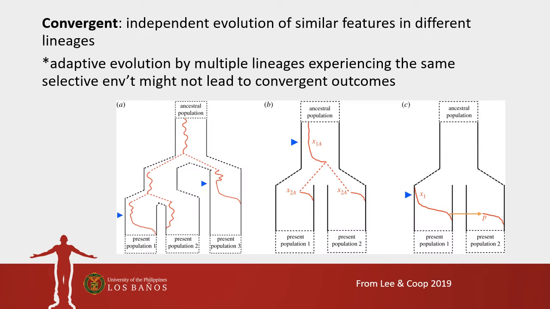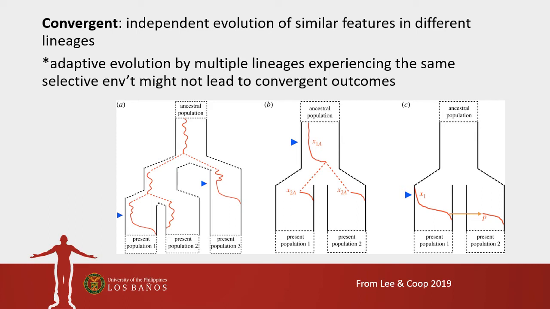Convergent evolution is when these similar traits are fixed in different lineages. In this figure from Lee and Coop, 2019, it shows the allele frequency trajectories, there in red, at a single locus for two or more populations. So you will see that in A, the beneficial allele was standing in the ancestor of three populations, where it was fixed in populations 1 and 3 but lost in population 2. Onsets of selection are marked by the blue triangles.